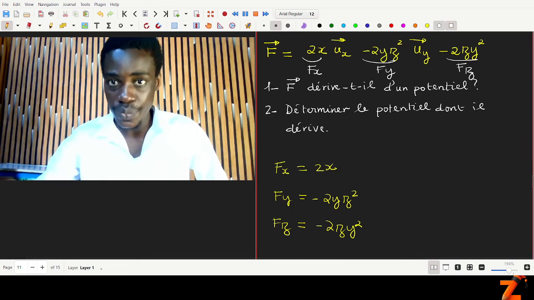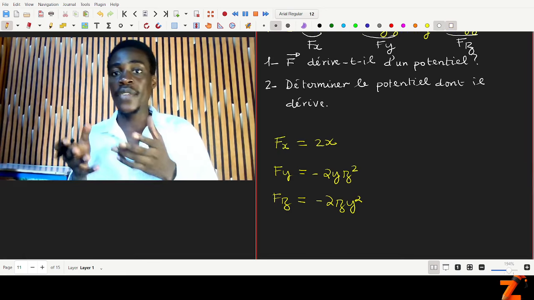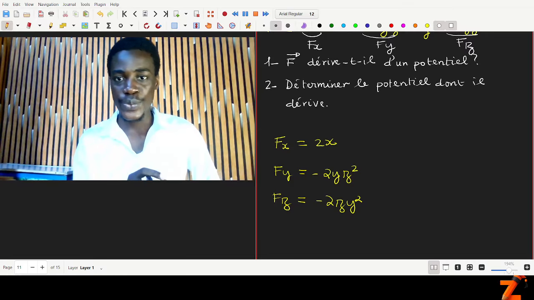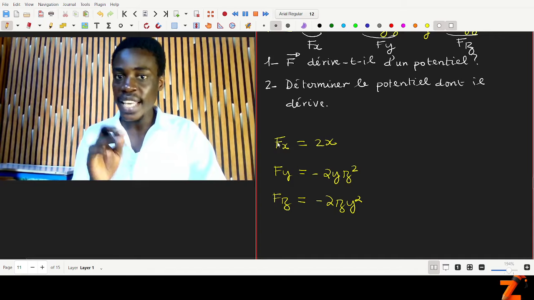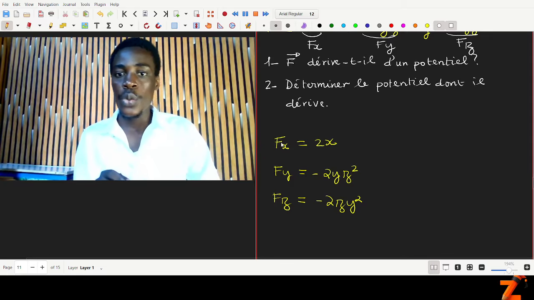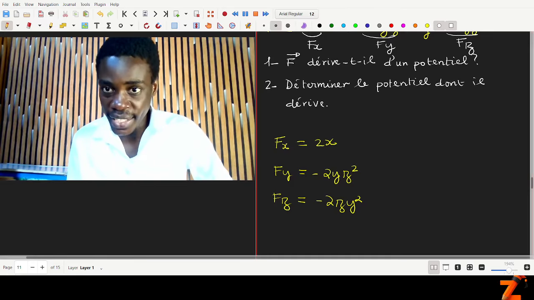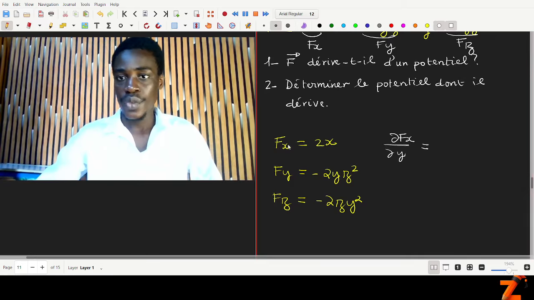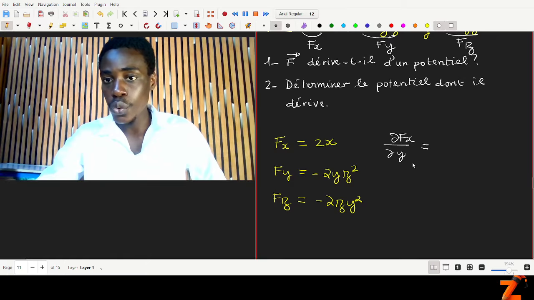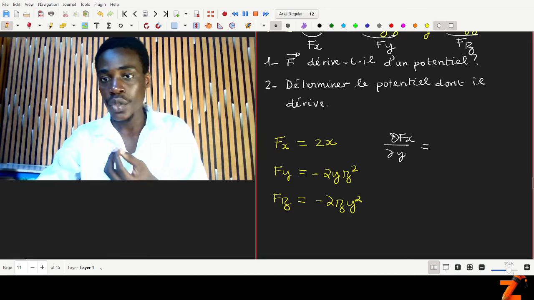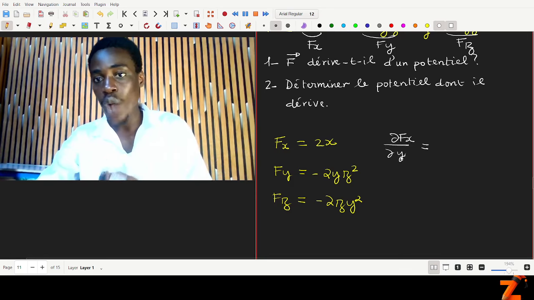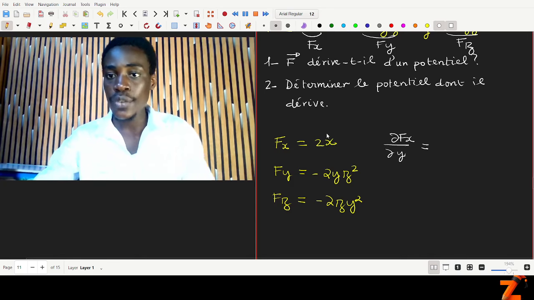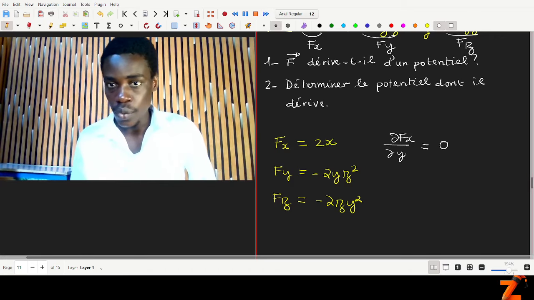So what is the method to know if f derives from a potential? The method is very simple. You take fx, and you derivate it with respect to y. So I take the derivative of fx with respect to y, for example. So here y is the variable. When I derivate fx with respect to y, y is the variable. So x is a constant here. So the derivative is 0, right?